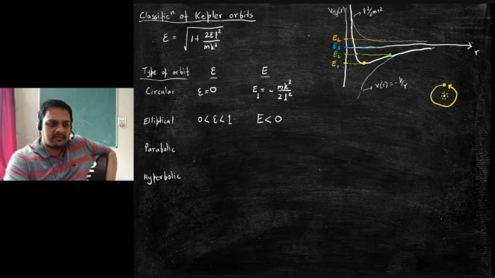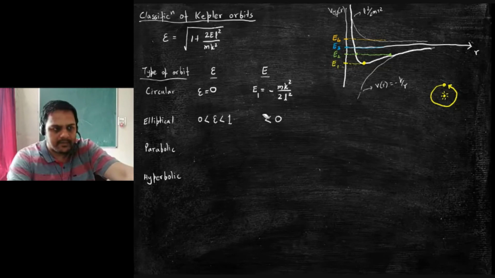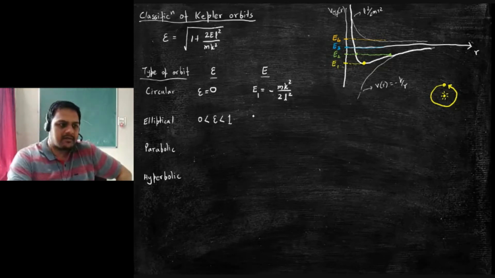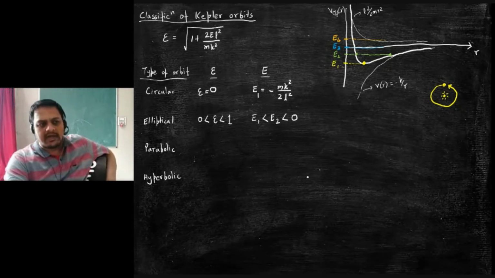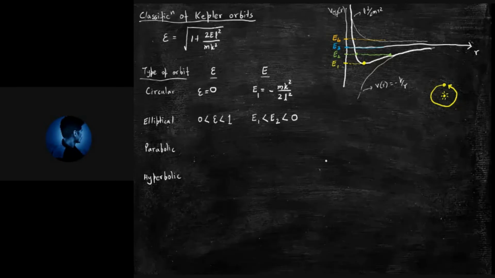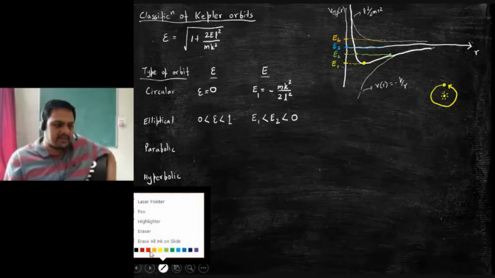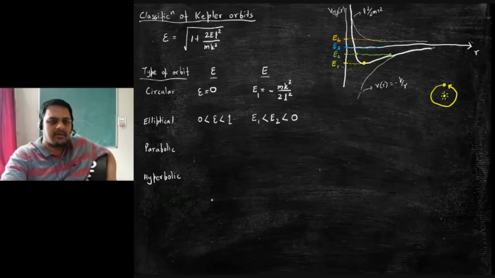This is E1, okay? Energy of the first orbit. So the energy has to be greater than E1, but has to be less than 0. Agreeing for this? This is the condition in order to get an elliptical orbit. So if you have this condition, then basically you get an elliptical orbit for energy E2.